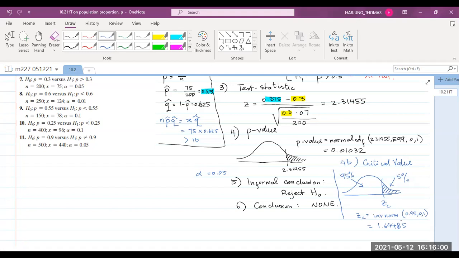So that's the critical value, 1.644 something, while the test statistic is greater than that, right? It's in the tail. So this is the test statistic, which is the 2.31 something, right? Okay, now because the test statistic is in the tail, then we reject null hypothesis. So using p-value method or critical value method, the conclusion is always the same.